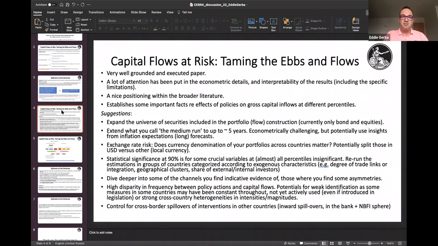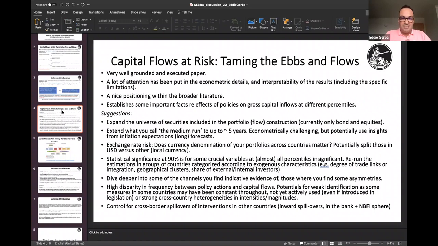These are now just some suggestions, maybe questions for how to take this forward. First of all, I would maybe think of expanding the universe of securities included in the portfolio. At the moment you have bonds and equities. Having other, more non-standard assets, including derivatives, which are very prone to cross-border flows, and also some exotics, would be really nice to see, to check whether you find even stronger effects if you expand that universe. Potentially extend what you call the medium run up to around 5 years, because now the medium run is 2 years. I know this is econometrically challenging because it requires a lot of information, but potentially you can use insights from inflation expectations, the long forecast literature, and do a bit further down the line prediction.